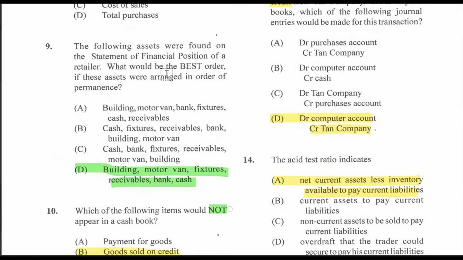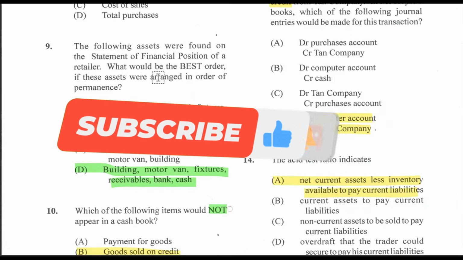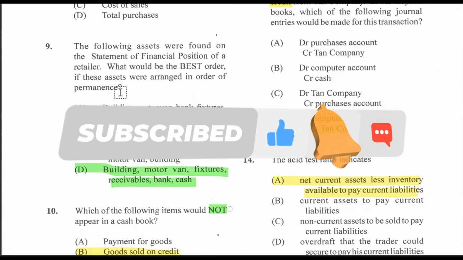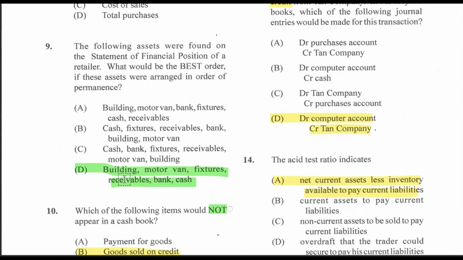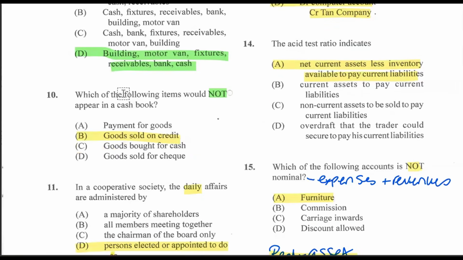Question 9. The following assets were found on the statement of financial position of a retailer. What would be the best order if these assets were arranged in order of permanence? Permanence means most permanent to least permanent. Proper answer there should be D: buildings, motor van, fixtures, receivables, bank, and cash. Cash obviously being your least permanent or your most liquid asset. Good. All right, question 10.